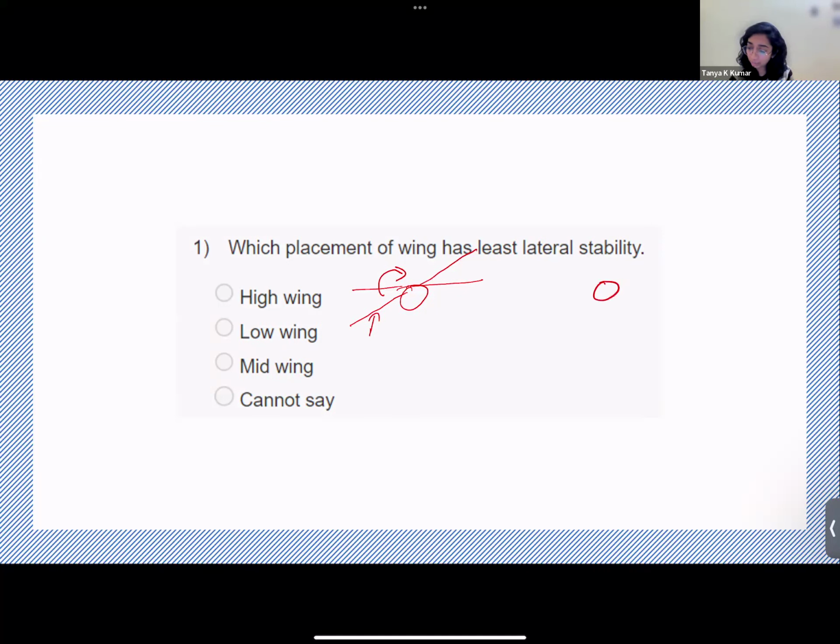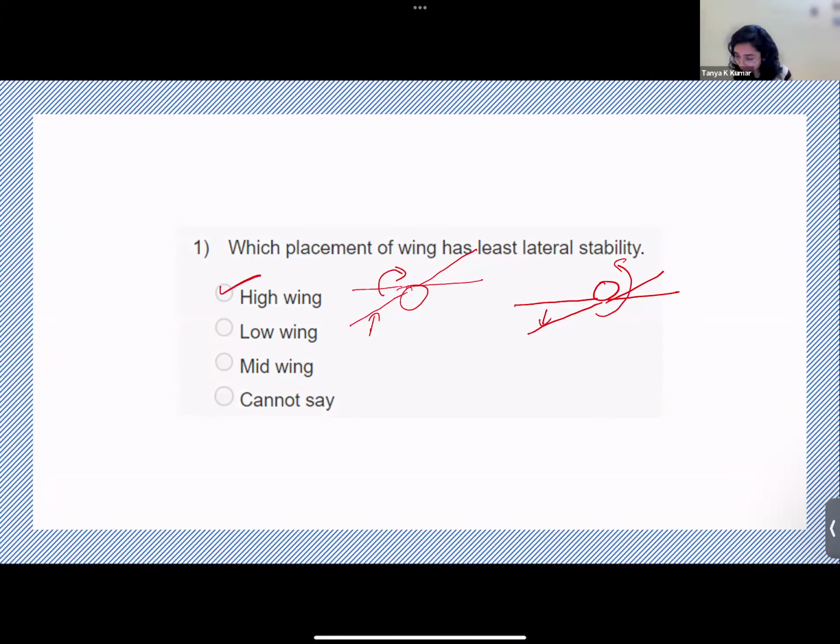Now, if I have the same thing with a low wing configuration, same roll due to gust, this same normal component of velocity would now act on the low wing. I'm not sure if I can convey it through this diagram, but it impinges on this low wing and tries to push it further down. So the moment is not restoring, it's disturbing. So it's more destabilizing, correct? So the answer is high wing. High wing is more stable.